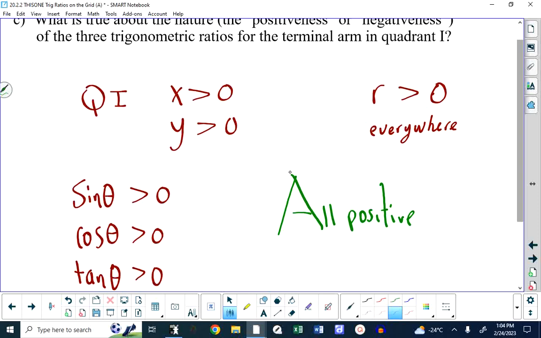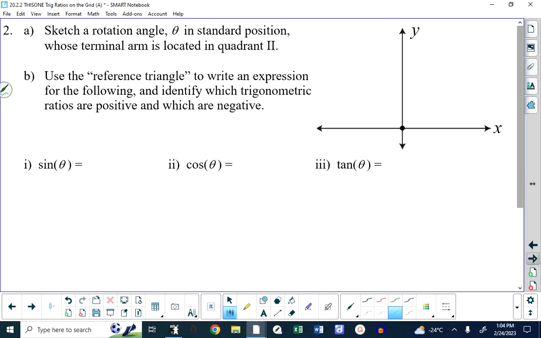What about quadrant 2? Well, sketch a rotation angle, any rotation angle that lands in quadrant 2.